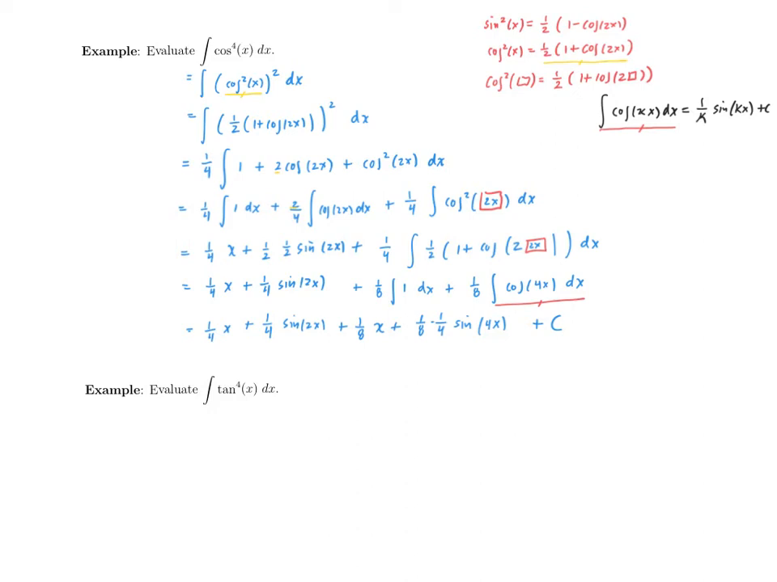And note at this point there are certainly some minor algebraic manipulations. We can combine together the 1/4 x plus 1/8 x. We can multiply together the 1/8 times 1/4. But I am perfectly fine, as usual, leaving it in this form.